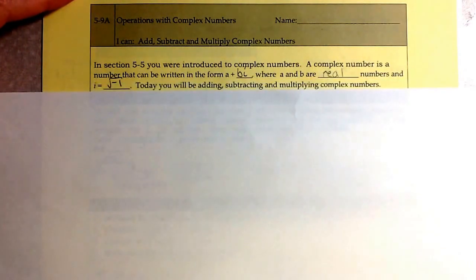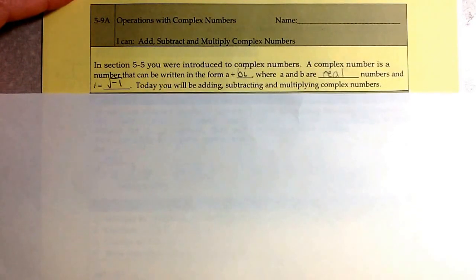Section 5.9a, I want you to be able to add, subtract, and multiply complex numbers. So in Section 5.5, you were introduced to complex numbers, and just as a reminder, a complex number is a number that can be written in the form a plus bi, where a and b are real numbers, and i equals the square root of -1. Today you're going to be adding and subtracting and also multiplying complex numbers.